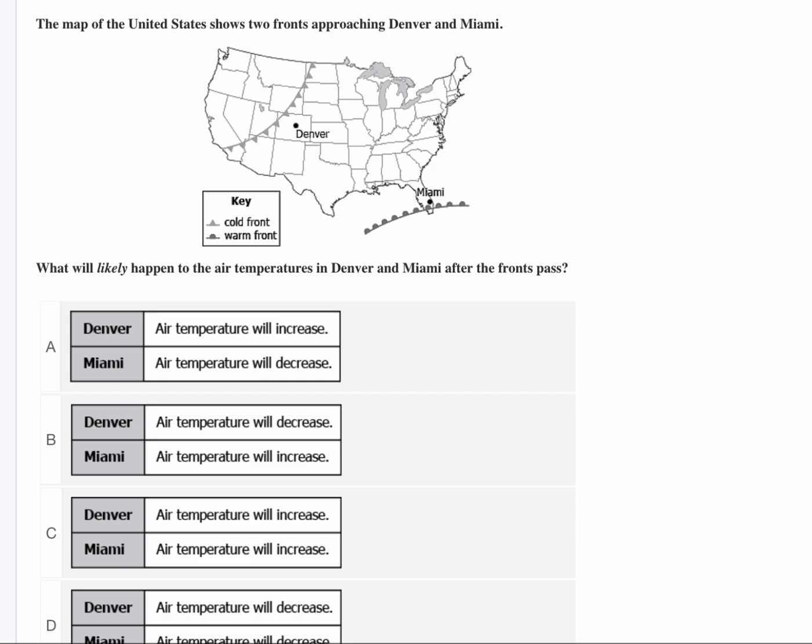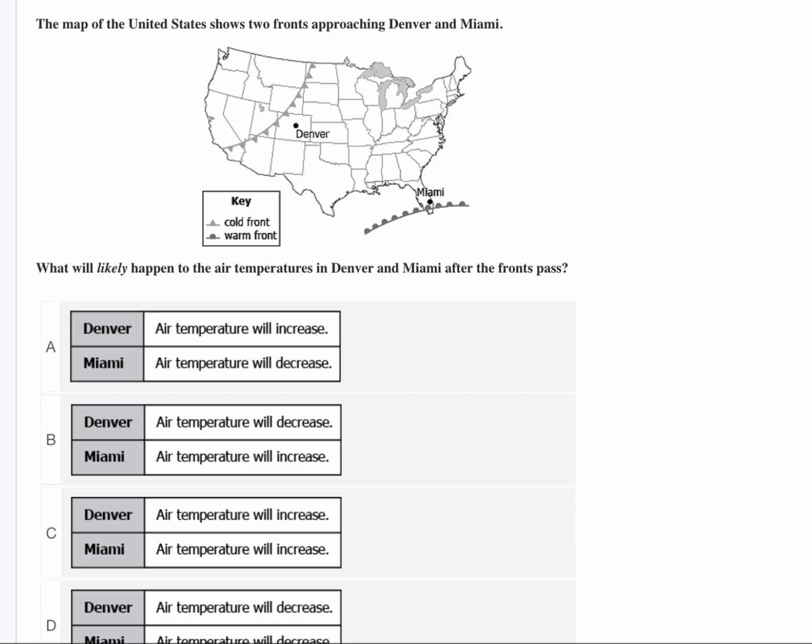The map of the United States shows two fronts approaching Denver and Miami. Key: cold front, warm front. What will likely happen to the air temperature in Denver and Miami after the fronts pass?